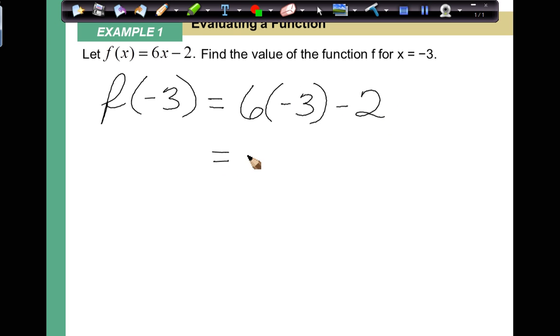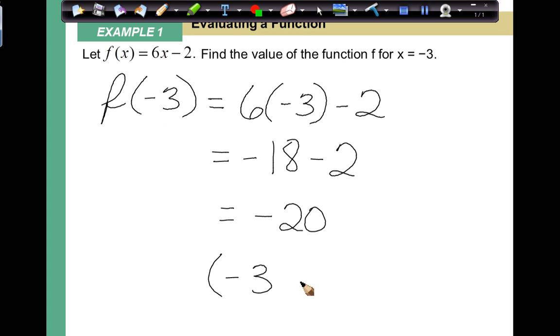6 times negative 3 is negative 18, and then we have minus 2. Negative 18 minus 2 is negative 20. So when we have an input of negative 3, we have an output of negative 20. As an ordered pair, we have negative 3, comma, negative 20.